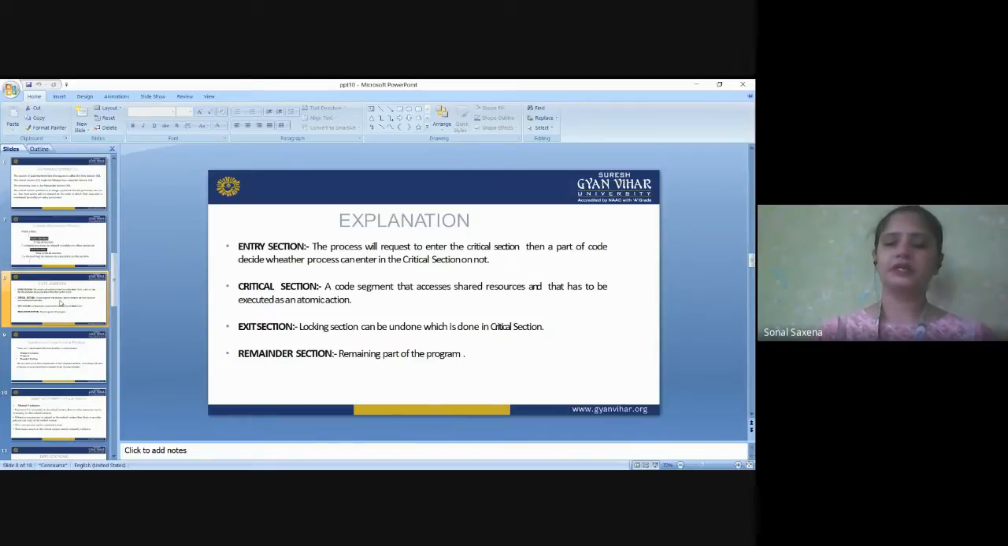Then comes the critical section. What is critical section? We have already discussed that it is kind of a code segment that accesses the shared resources and that has to be executed as an atomic action. Then we have exit section, which says locking the section can be undone, which is done in critical section.